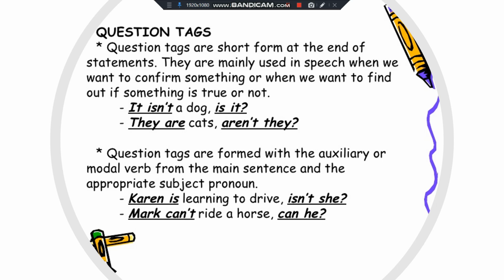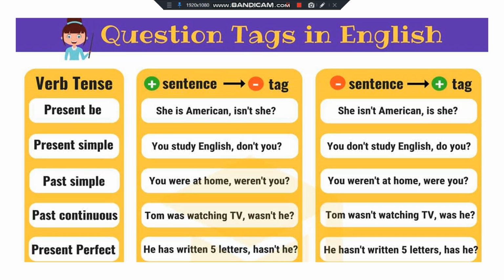Alright, my dear children, we'll see a few more examples. In the present be form, she's an American. This is a positive sentence. The pronoun is already used here, she. What helping verb is used? Is. So you need to change the question tag into negative. Isn't. Use the same pronoun, she. Isn't she? Come to the right side and see the sentence. She is not an American. It's a negative sentence, so your question tag should be in a positive form. What helping verb is used here? Is. You also use the same helping verb, is, and again the same pronoun, she. She is not an American. Is she?